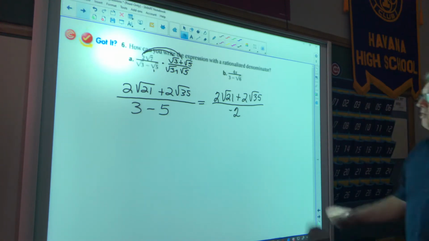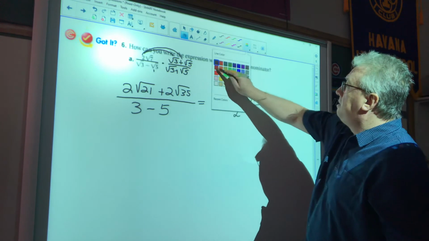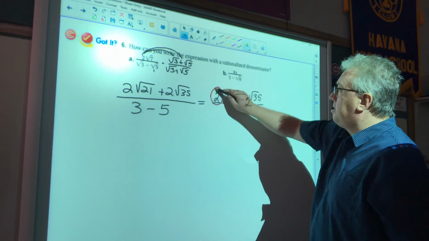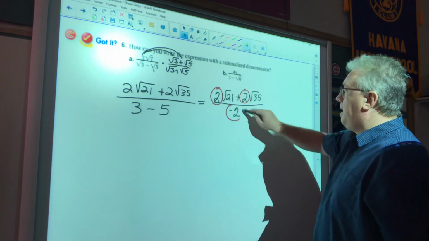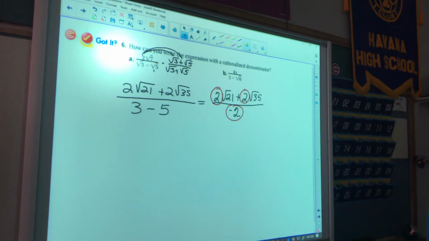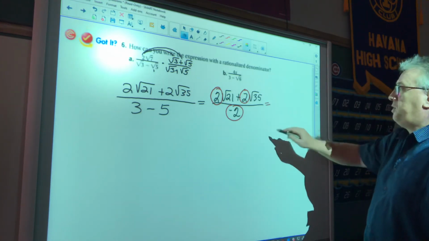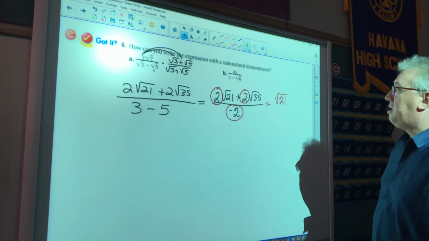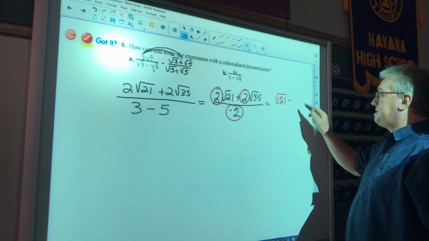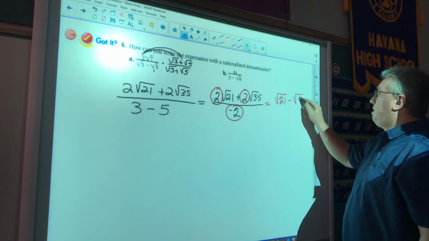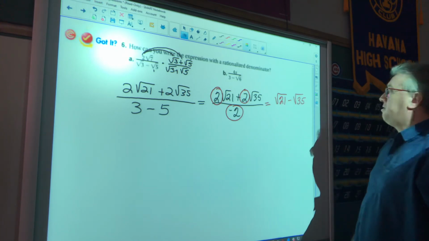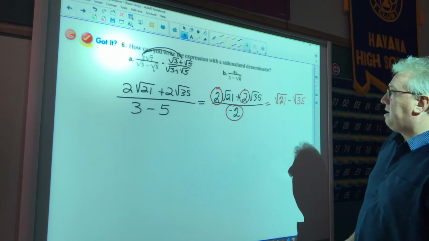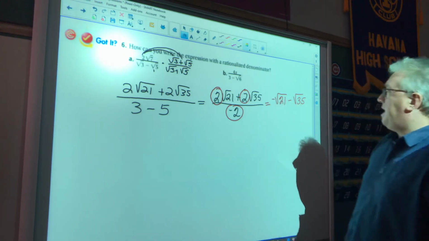So now we look at our coefficients again. Let's look at our coefficients here. Okay, so we can divide out a 2. So if we do that, we get square root of 21 minus square root of 35, okay? And we have a negative here.